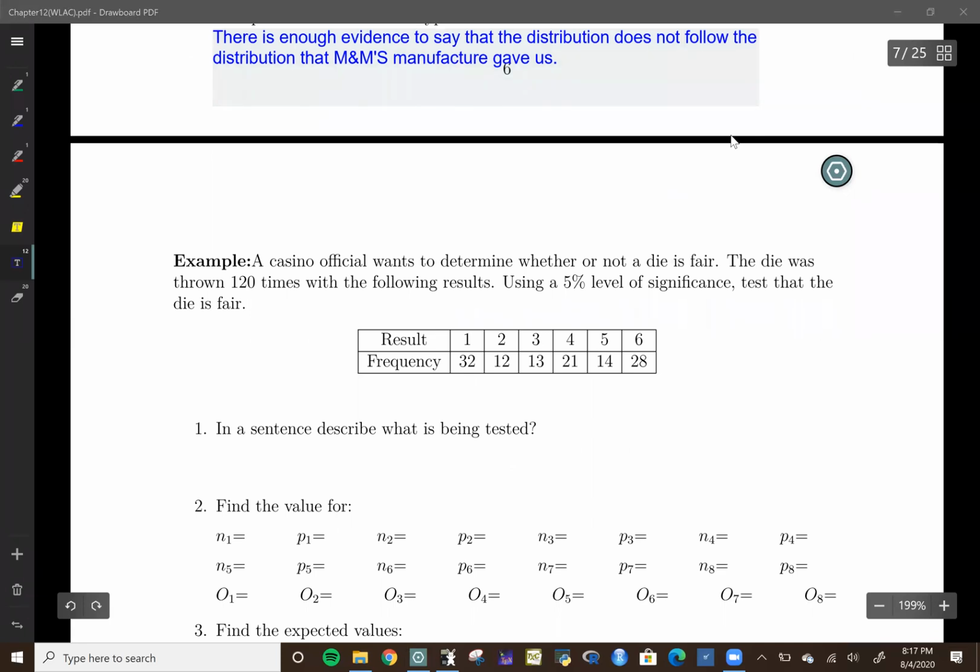So for this second one, it says a casino official wants to determine whether or not a die is fair. The die was thrown 120 times with the following result, using a 5% level of significance. Test that the die is fair. So pretty much what we want to do is test that the die is fair. So how would I know if the die is fair?